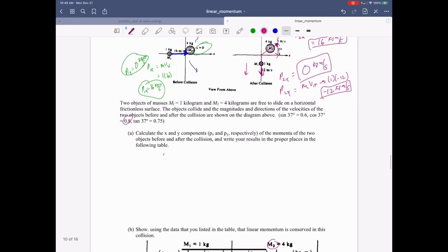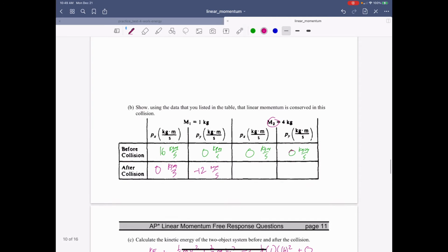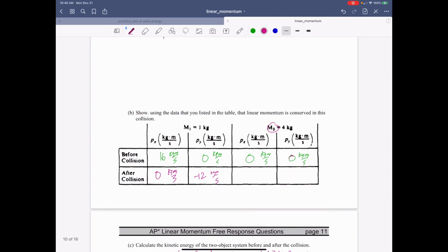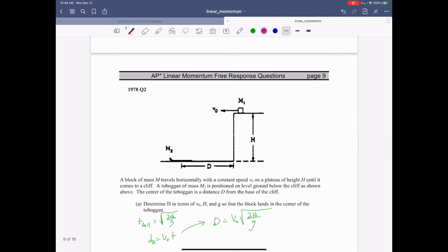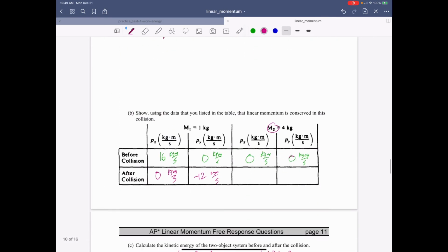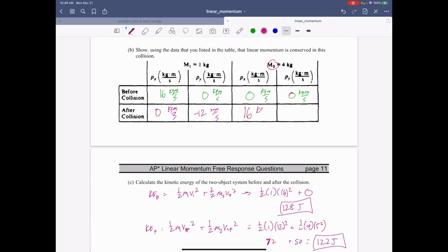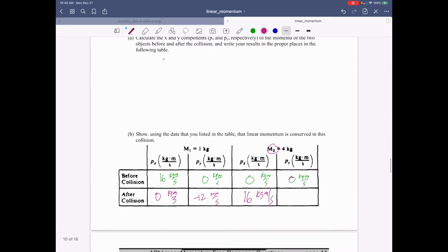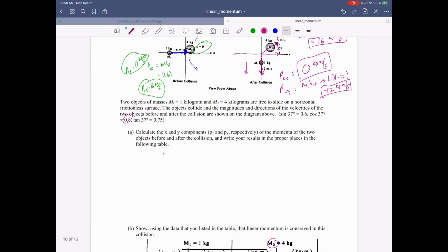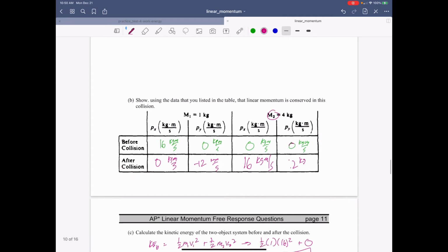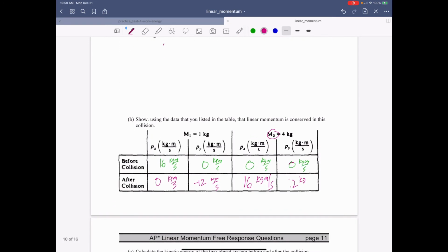Now we can go down here. What is the after collision momentum in the x direction for the second object? It was, survey says, positive 16. What is the y momentum after the collision? Negative 12. I'm sorry, positive 12, positive 12. That was the second one I was looking at, not the first one. So that was for the first object after the collision. So 12, positive 12.